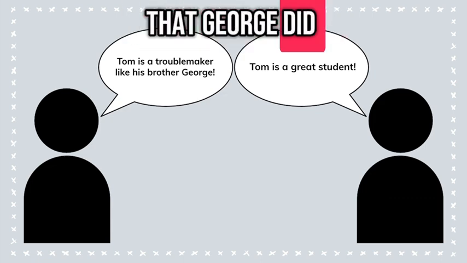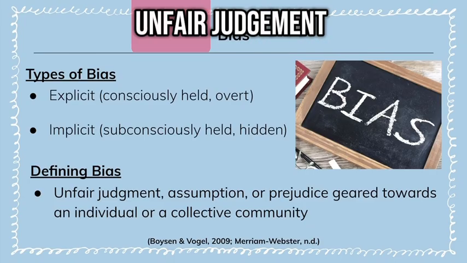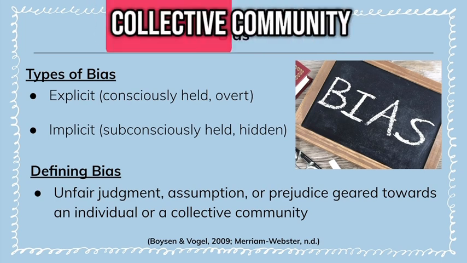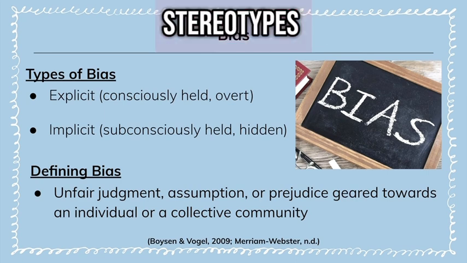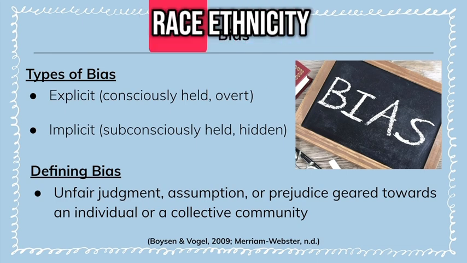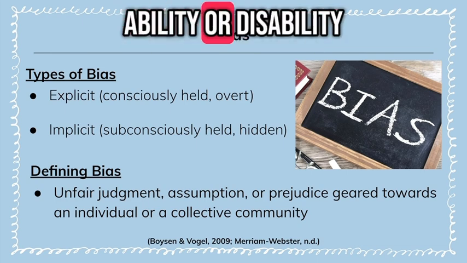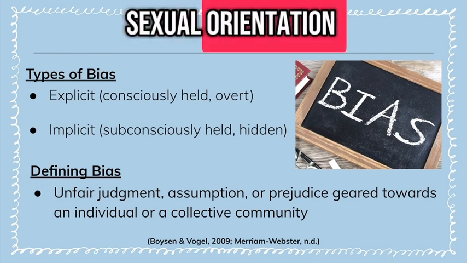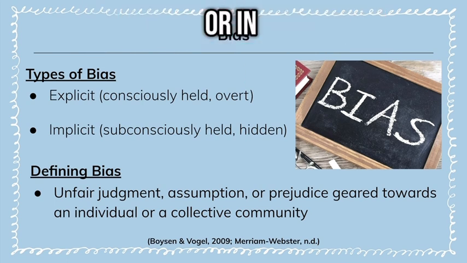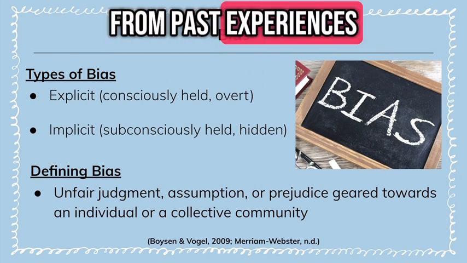Bias is defined as having an unfair judgment, assumption, or prejudice geared towards an individual or a collective community. Bias stems from stereotypes or the belief that certain groups of people have specific characteristics because of their race, ethnicity, ability or disability, sexual orientation, gender, linguistic abilities, or other identifiers, or in Mr. Jim's case, from past experiences.